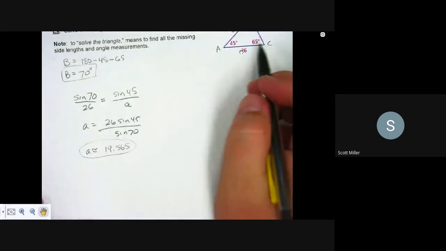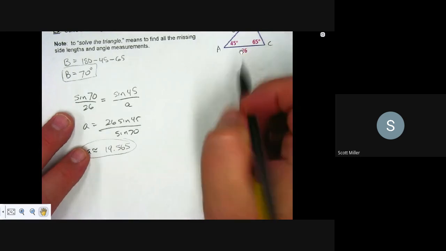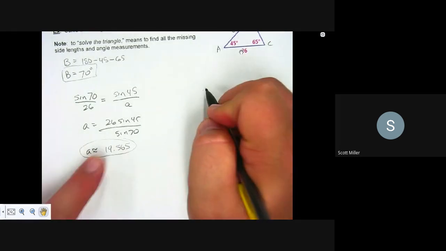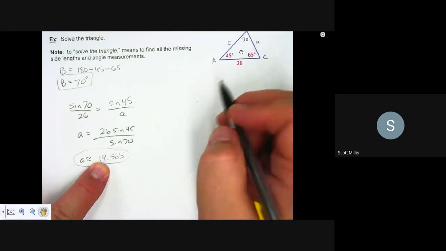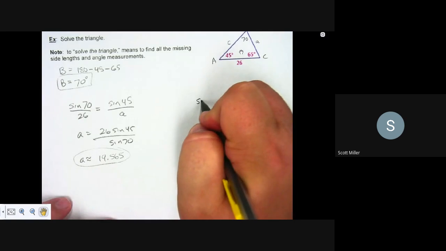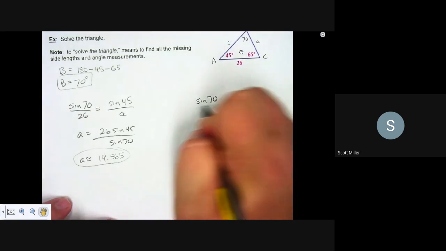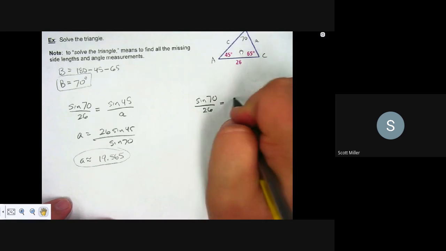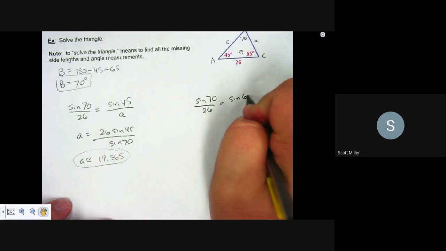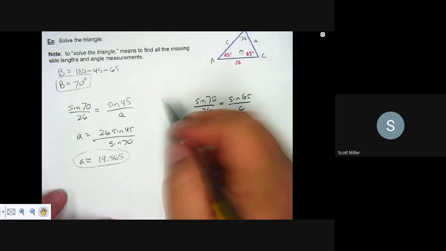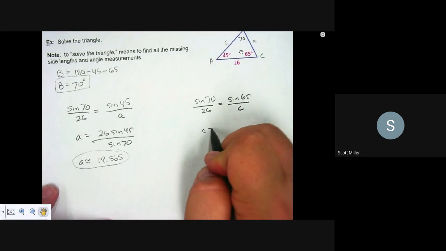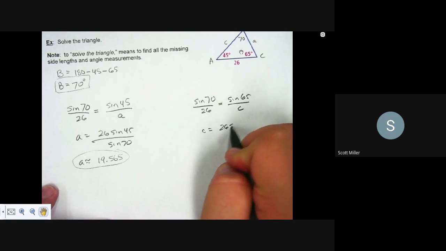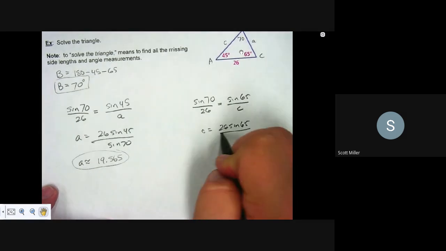I can do the same thing over here for C. Always use that first ratio. Don't use this number in the second ratio unless you absolutely must. So go back to this one. It's the closest to the cleanest numbers you have. And then I can use the sine of 65 degrees over C. Do the same process, cross multiplication, and C is 26 times the sine of 65 divided by the sine of 70.